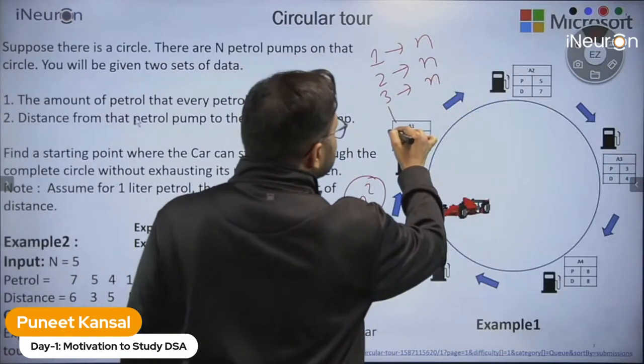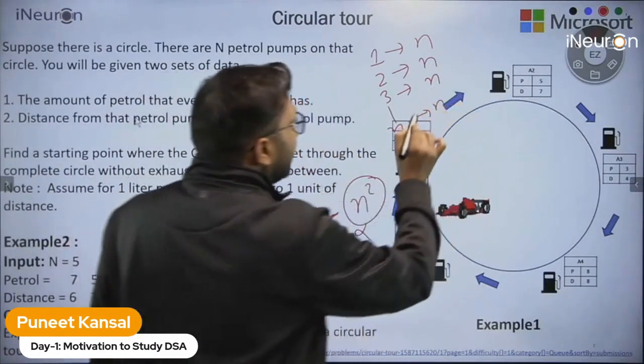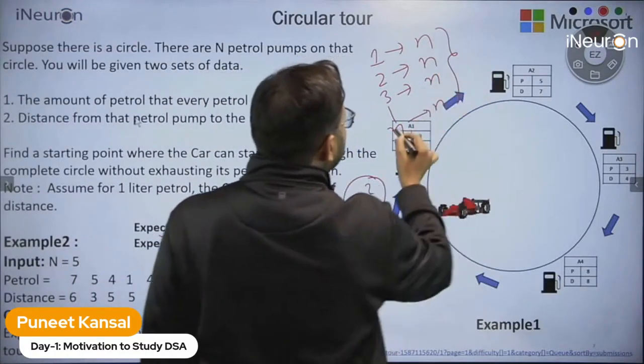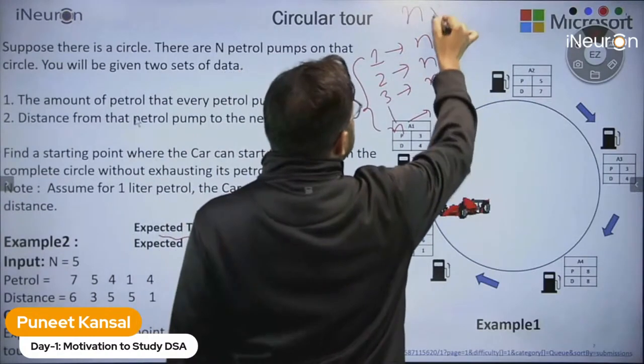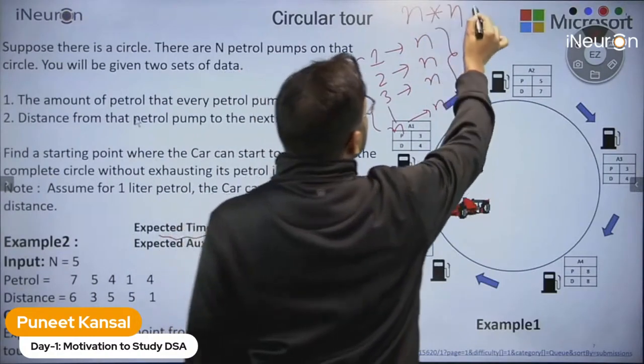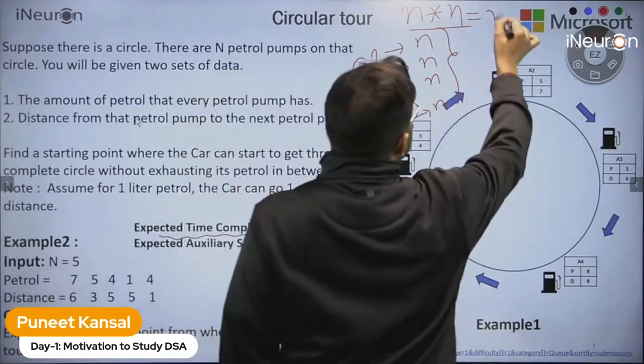So if we have n stations, and every station is taking n time to verify whether it is the start station or not, then the total time complexity is n square.